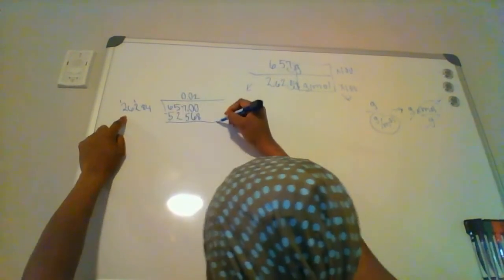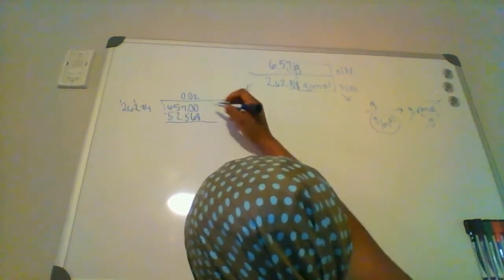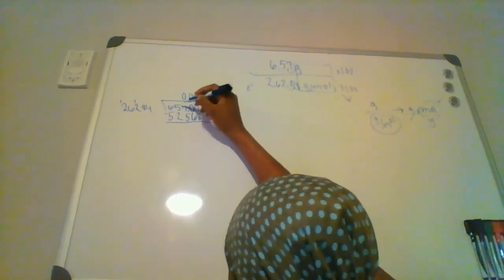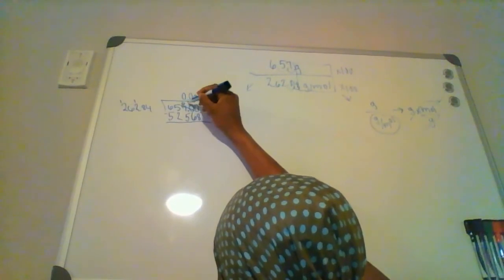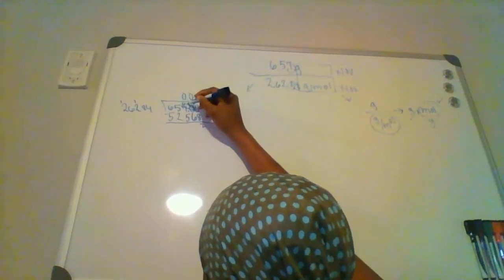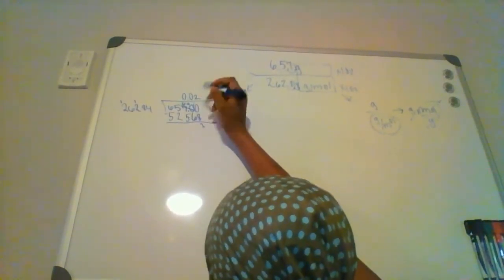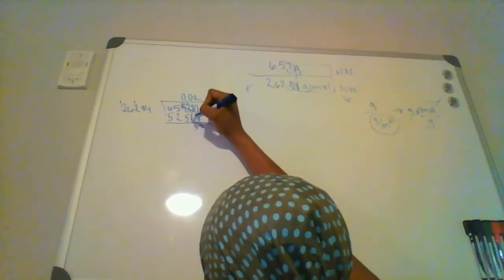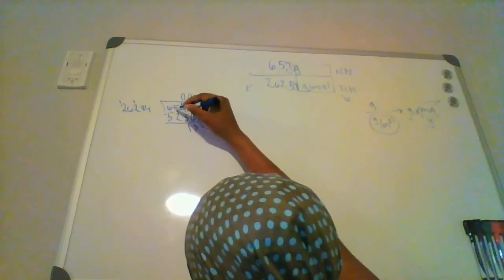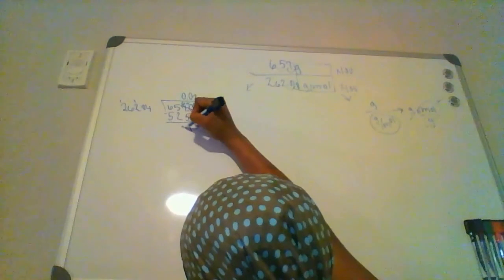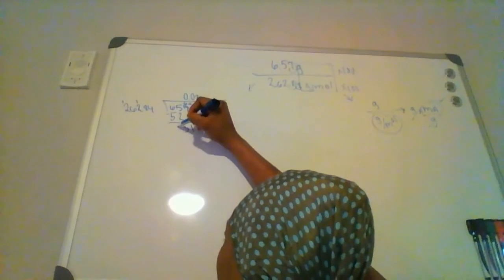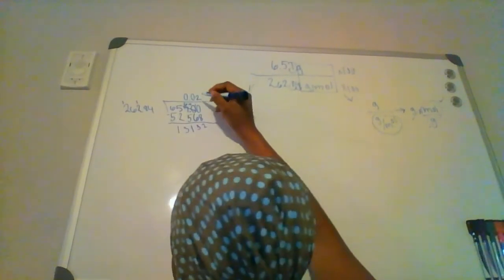Let's find the difference. Alright, so 0 minus 8 can't be done. So we're going to borrow from the 70, turning it into a 69. So 10 minus 8 is 2. 9 minus 6 is going to give us 3. And 6 minus 5 is going to give us 1. 5 minus 2 gives us 3. And 6 minus 5 gives us 1. Alright? So that's our remainder.